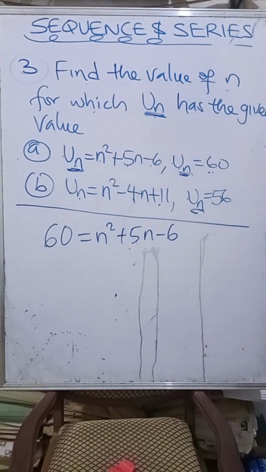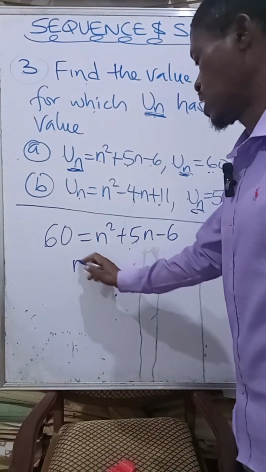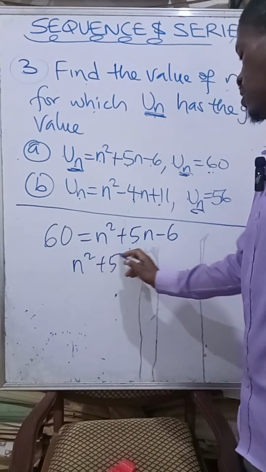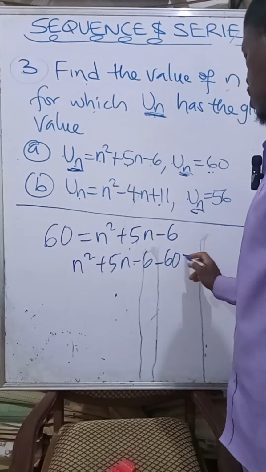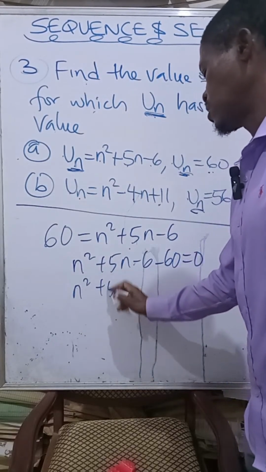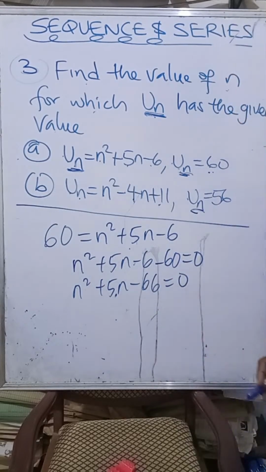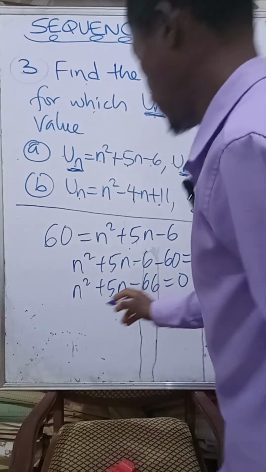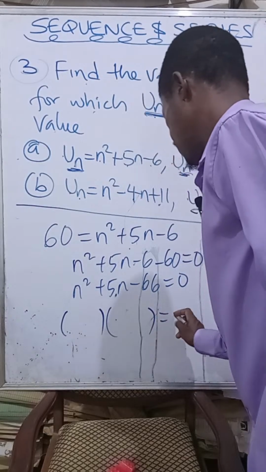So this follows a quadratic equation. Move the equation, all of them to one side, and that will be equal to what? n squared plus 5n minus 6 minus 60 equal to 0. So we have n squared plus 5n minus 66 equal to 0. So what we're going to do now is we're going to find 2 factors of 66.